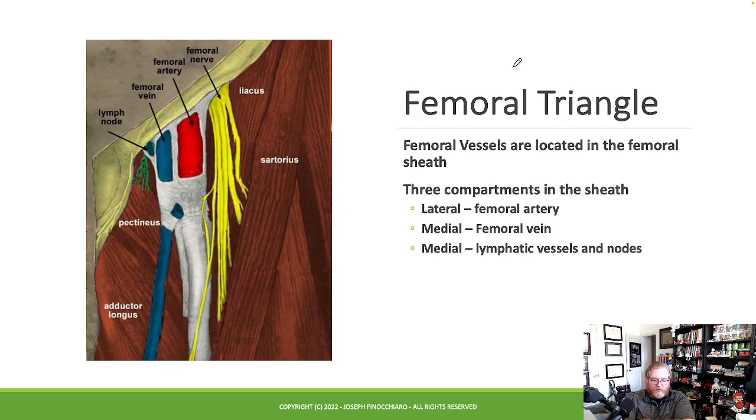Femoral vessels are located in the femoral sheath. You have an artery, vein, and then lymph vessels and nodes. So here's a great little example of what we're looking at here. So here's your sartorius. There's your adductor longus. Remember what I said? You're looking for this line right down the middle.